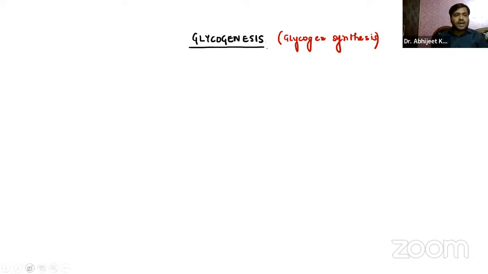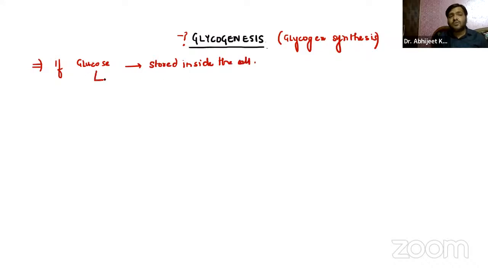Let us suppose a condition. Why is there a need for the formation of glycogen, why can the body not store glucose? That is one of the reasons you have to remember. If glucose is stored inside the cell, let us imagine this condition, what will happen? Glucose requires a lot of space. It's a linear molecule, not a branched molecule. It will require a lot of space. And remember that glucose is water soluble.